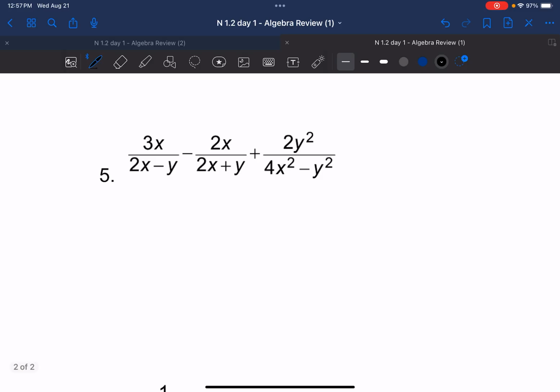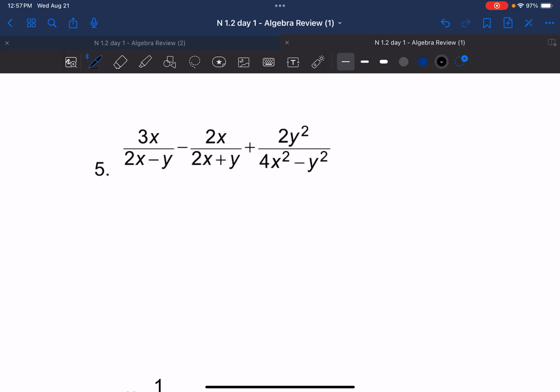All right, for number 5, again, we're adding and subtracting, so we need that common denominator. So I'm going to factor what I've got over here first to see what we have in common. This is a difference of squares, so this ends up being 2x plus y and 2x minus y, which each one of these fractions have something in common with. So here we're just missing the 2x plus y, so I'm going to multiply this fraction by 2x plus y in top and bottom. And then this one is missing 2x minus y, so I'm going to multiply numerator and denominator by 2x minus y.